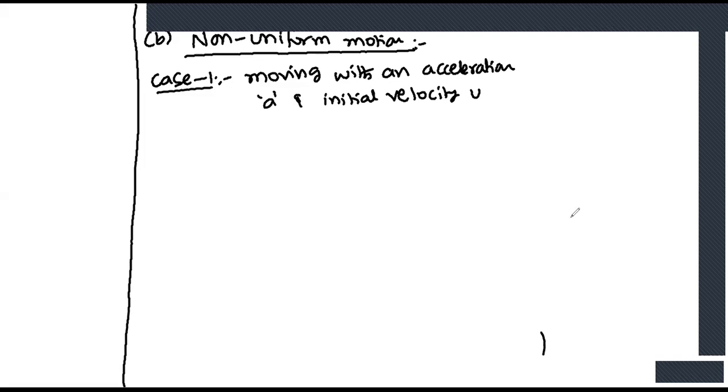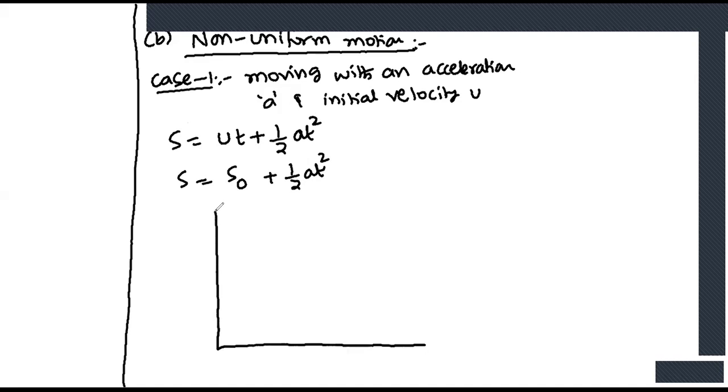Firstly, we know that S equal to ut plus half at square. Now ut is nothing but distance or displacement. When t equal to 0, what is the value of s? When t equal to 0, s equal to s naught.